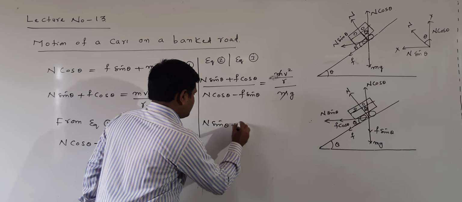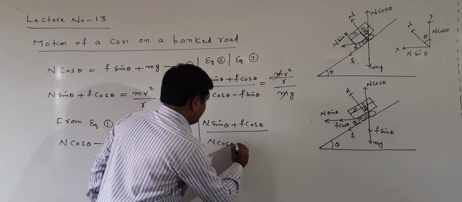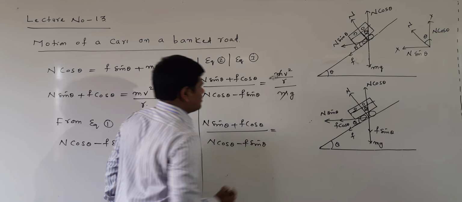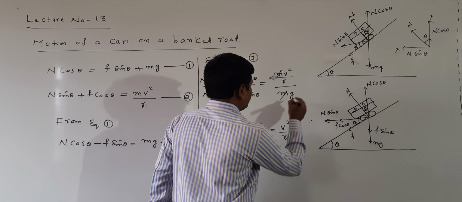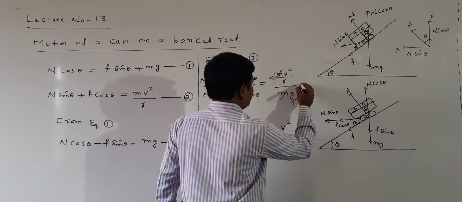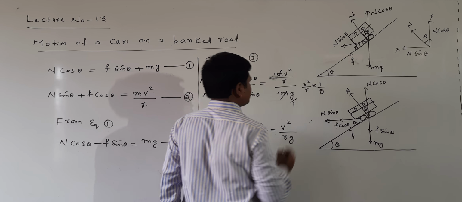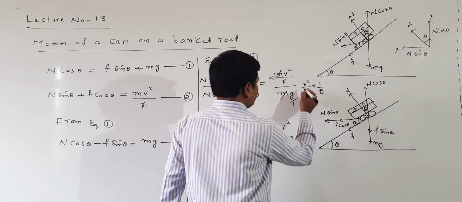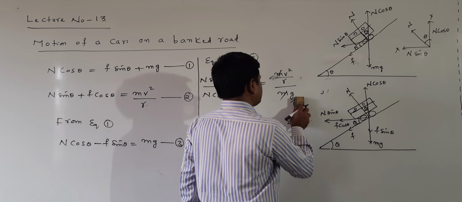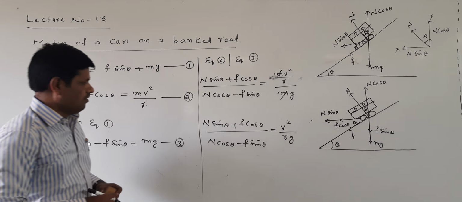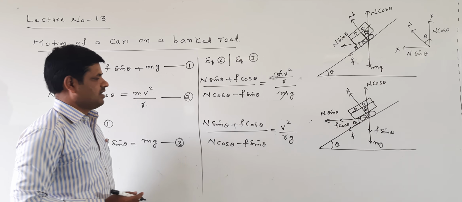N sin theta plus f cos theta by N cos theta minus f sin theta is equal to, what are we getting here? This is v square by rg, because g by 1 taken, means simply v square by r into 1 by g, coming like this. So N sin theta plus f cos theta by N cos theta minus f sin theta is equal to v square by rg we are getting here.